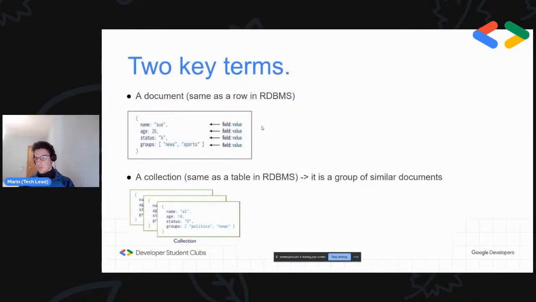So two key terms we've got to discuss today. A document is the same as a row in a more traditional database. A document is a single entry in the MongoDB database, and this one over here is a document. A collection is a group of similar documents, all grouped together in the database, similar to a table in more traditional databases.